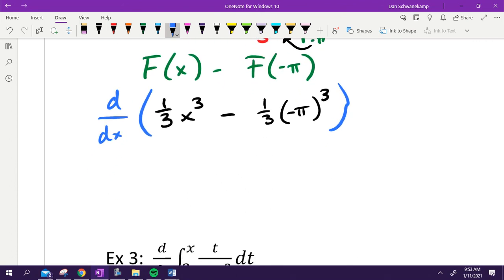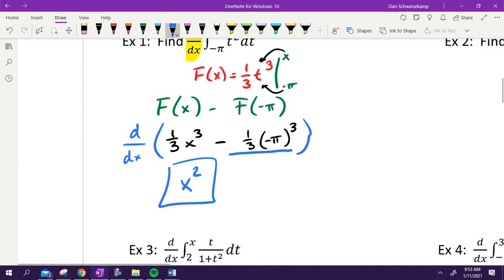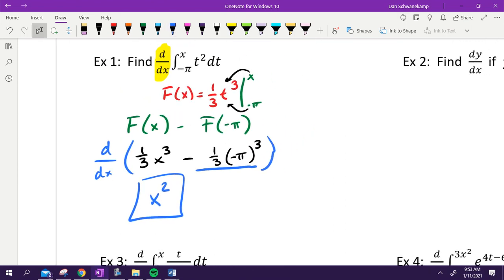What am I going to get if I take the derivative of 1/3 x cubed? X squared, because remember we multiply by my exponent and then subtract 1 from my exponent. It's x squared. What is the derivative of negative 1/3 negative pi cubed? Nothing, because all of that is just a constant. That is my answer, x squared. Well, hey, we kind of knew that already. I was taking the derivative of an integral. Derivative and integral are opposites of each other. If x is in my upper bound, all I got to do is plug it in. That's my answer. It's just x squared.